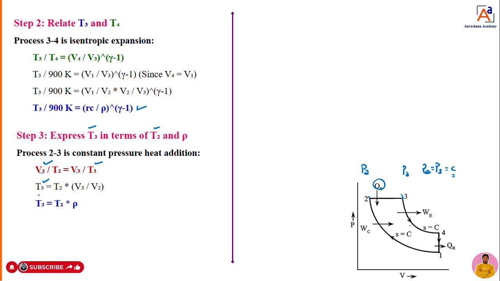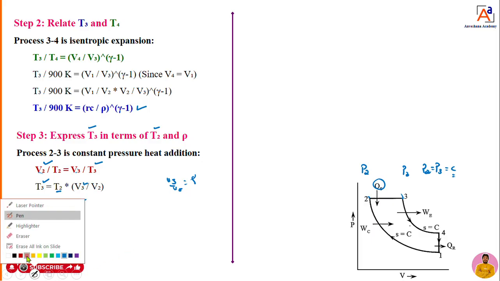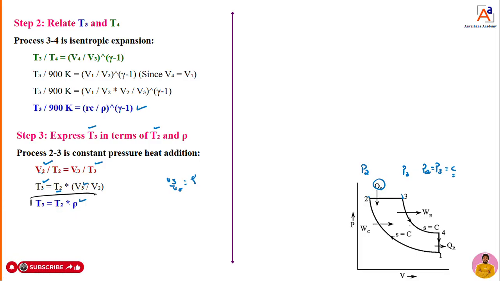So T3 is equal to T2 into V3 by V2. What is V3 by V2? I already told you, V3 by V2 is equal to rho. So T2 into V3 by V2 is T2 into rho, and that is the T3 value. Then what I will do now is substitute this T3 value in this equation. If you want, you can call it equation number 1. So I am going to substitute this T3 value in equation number 1.